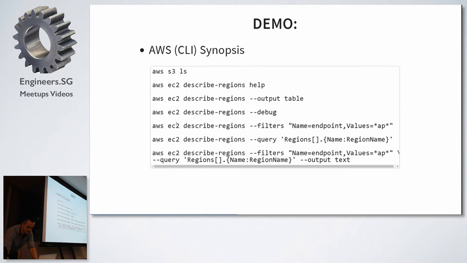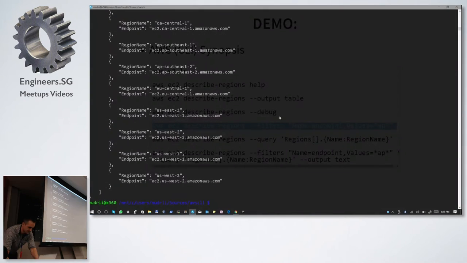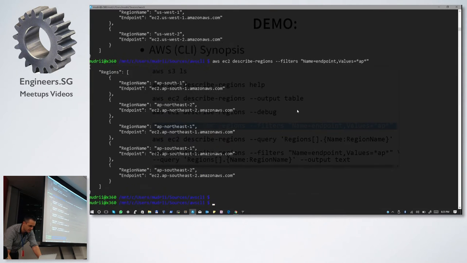So again, filtering is very useful. Let's take the same command very quickly, and we want to see only Asia Pacific. In this case, we have all the regions, but it will filter us to only Asia Pacific, for example. That's where filtering is used. What it actually means is taking the name from the JSON and the value, everything which starts with AP, which is the Asia Pacific side.